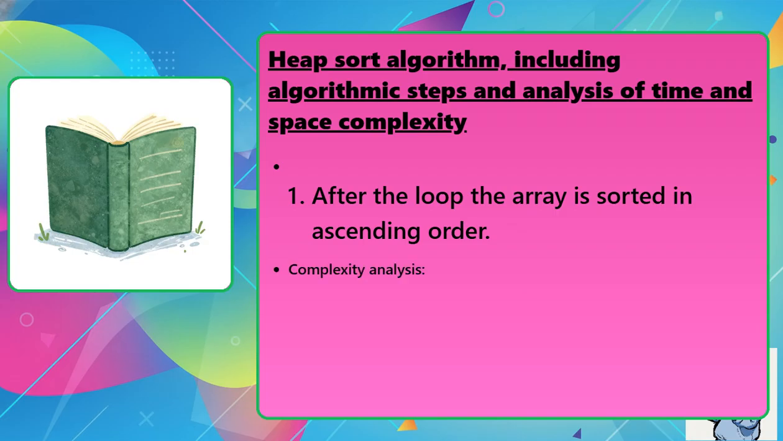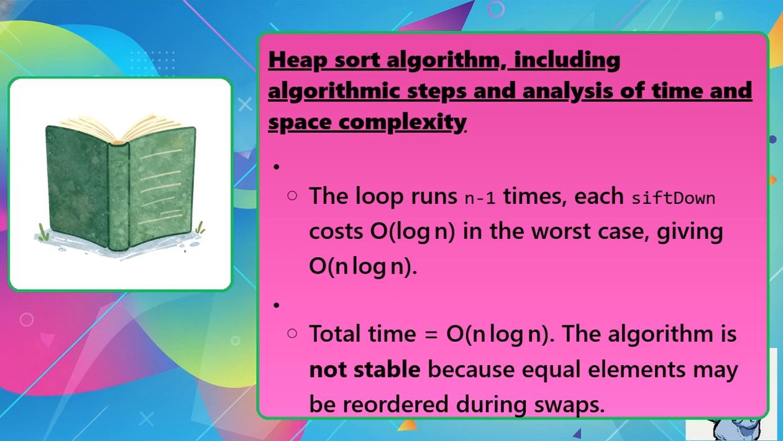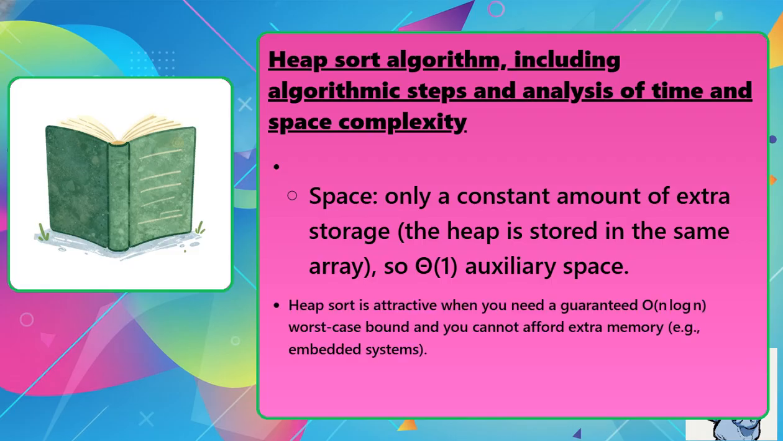Complexity analysis. Building the heap is O(n). The loop runs n-1 times. Each sift down costs O(log n) in the worst case, giving O(n log n). Total time equals O(n log n), and the algorithm is not stable because equal elements may be reordered during swaps. Space: only a constant amount of extra storage. The heap is stored in the same array, so Theta(1) auxiliary space. Heap sort is attractive when you need a guaranteed O(n log n) worst case bound and you cannot afford extra memory, for example in embedded systems.